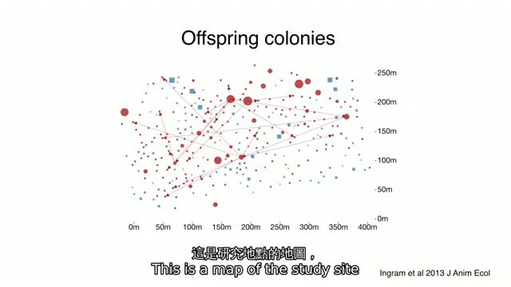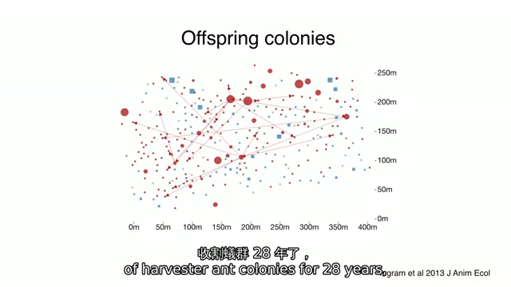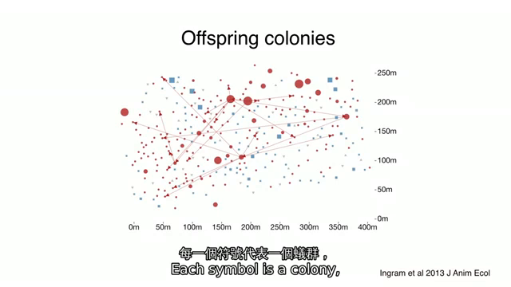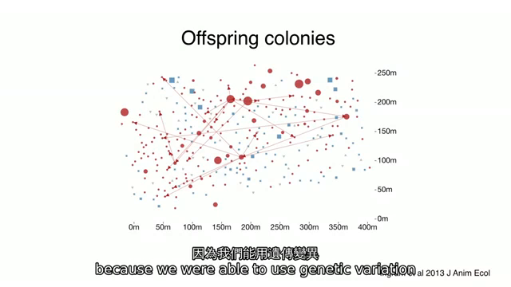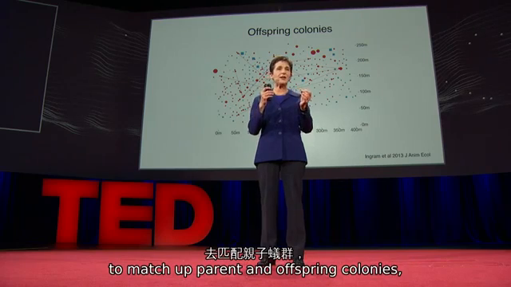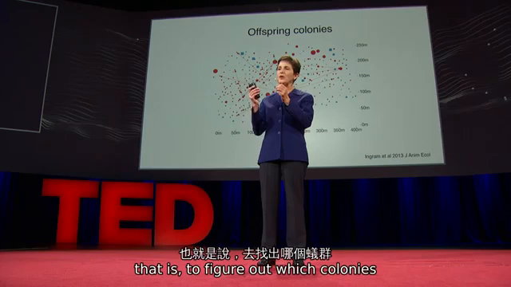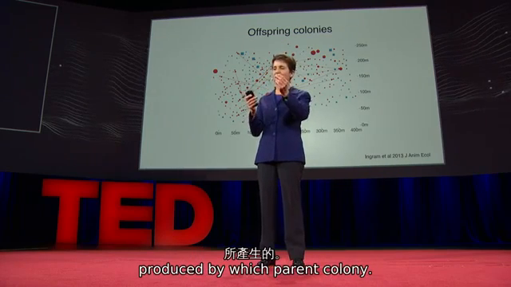This is a map of the study site where I have been tracking this population of harvester ant colonies for 28 years, which is about as long as a colony lives. Each symbol is a colony, and the size of the symbol is how many offspring it had, because we were able to use genetic variation to match up parent and offspring colonies. That is, to figure out which colonies were founded by a daughter queen produced by which parent colony.